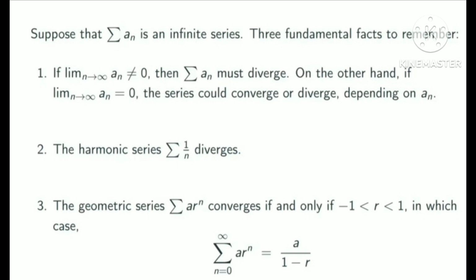And last is the generic geometric series, the sum of a times r to the n. It converges when r is between -1 and 1. And in that situation, the sum is a over 1 minus r, where a is the first term and r is the ratio between the terms.